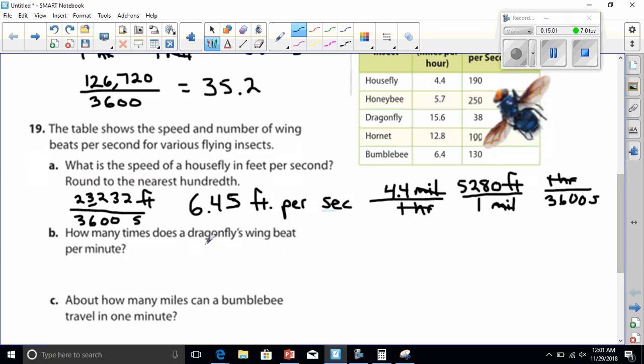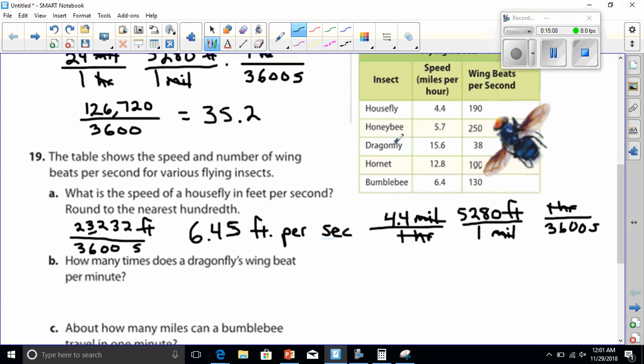All right, and now let's go ahead and check B. It says, how many times does the dragonfly's wing beat per minute? The dragonfly is down here, and they want to know how many times its wings beat per minute. Well, it's 38 times. But they're asking how many times does a dragonfly's wing beat per minute? And they gave us per second over here, didn't they?